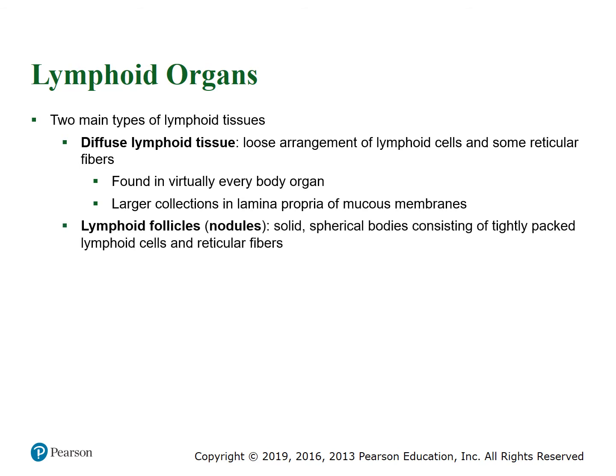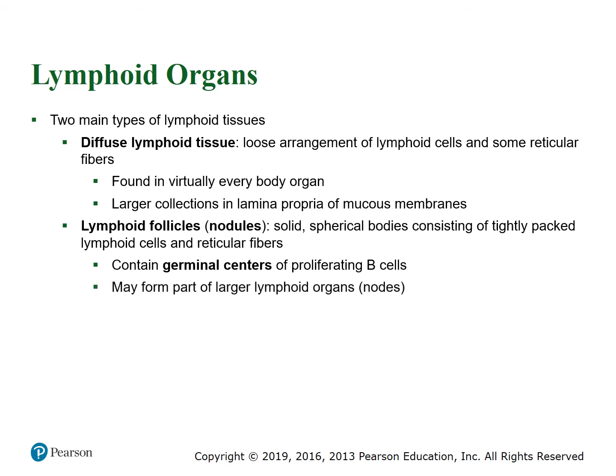Lymphoid follicles are solid bodies. They've got tightly packed lymphoid cells and reticular fibers. So this is not loose, this is much more tightly compacted. These will have germinal centers of proliferating B cells, and they may form part of larger lymphoid organs like lymph nodes. So again, you've got diffuse lymphoid tissue and lymphoid follicles, and these are the main types of lymphoid tissue. The lymphoid follicles can make up larger lymphoid organs. There are also isolated lymphoid follicles in the Peyer's patches and in the appendix. The Peyer's patches are basically around the intestines.